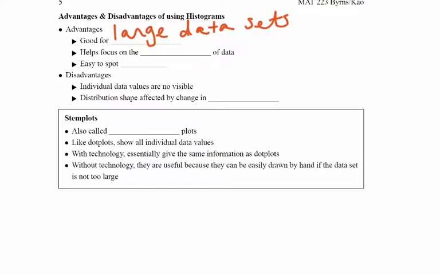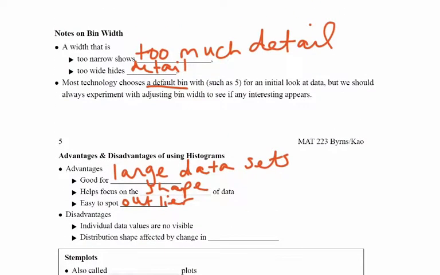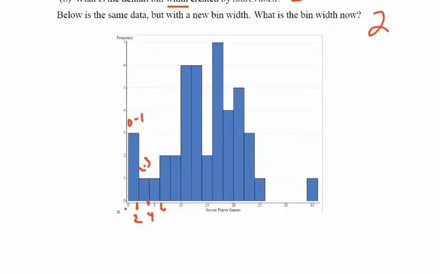Another good thing about histograms is it helps us focus on the general shape of the graph. If it's symmetric or skewed, it's usually really easy to tell with a histogram. It also makes it easy to spot outliers, like we saw that bin in the previous example. Let me go back real quick, where it was way out. It's easy to see visually that you've got something that's far away from the rest of the data.